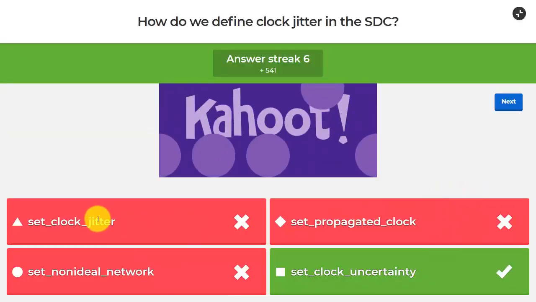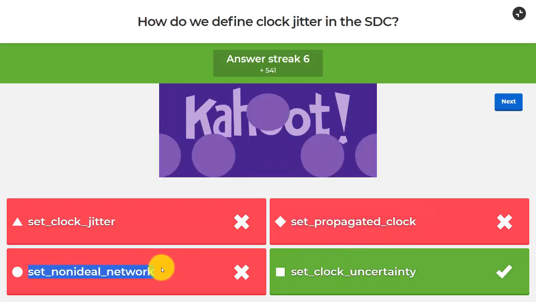Okay, so set clock jitter was just something that sounds like it should be the command, but there is no such command. Set propagated clock, as we said, does something completely different. And set non-ideal network is not the opposite of set ideal network. It actually doesn't exist, as far as I know, in the SDC. So set clock uncertainty is how we define jitter.